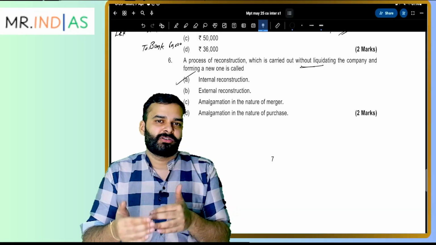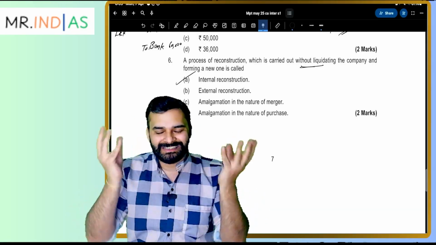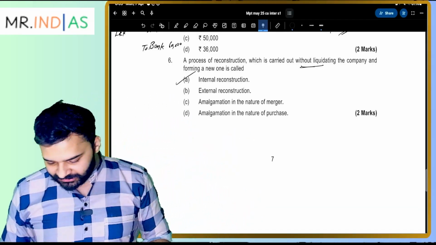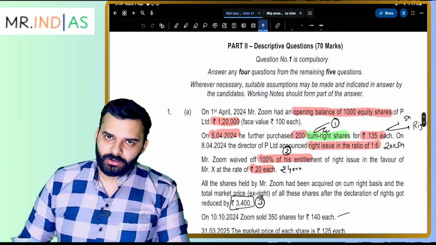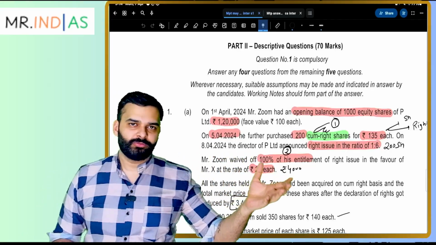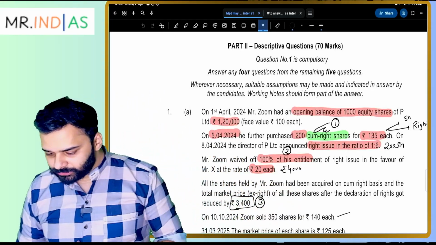So this is called the process of internal reconstruction, when you are internally reconstructing your organization without liquidating it. It is called internal reconstruction. So we had already concluded our MCQ part and we are now coming to the descriptive questions.